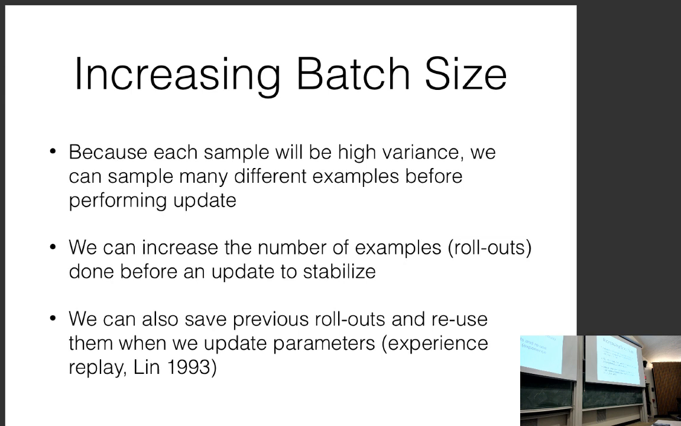Another thing that you can do, which I don't see used very much in NLP, but is used in other areas like game playing where you have really long sequences, is to save previous rollouts and reuse them when you update the parameters. Sampling might be an expensive operation, especially if you're doing some sort of search, like beam search, to get the samples that you want. So you can use the samples that you've already gotten from previous examples and revisit them after you've updated the model parameters. This is called experience replay, and it's good when you have a very expensive sampling process.